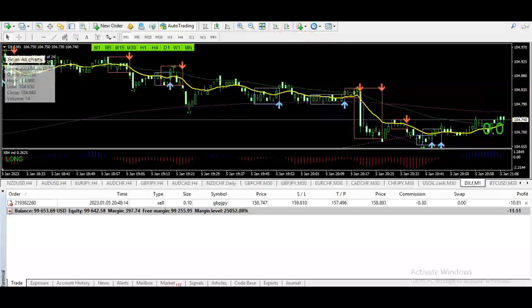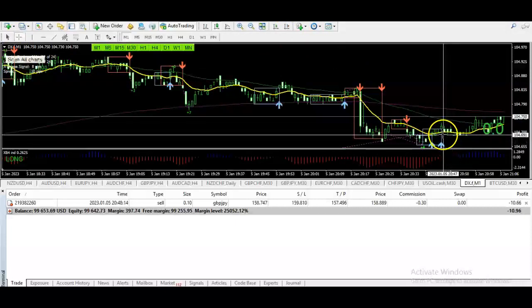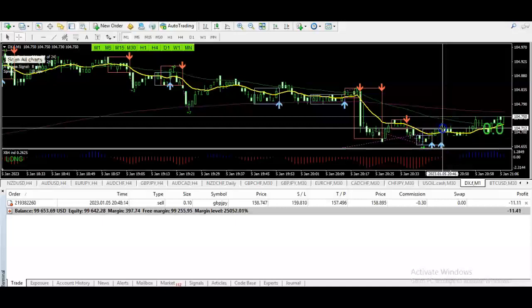So for example, right now, right here, it's a low, it broke. It's two back to back. It broke right here. You can enter the next candle. You stop loss right here.